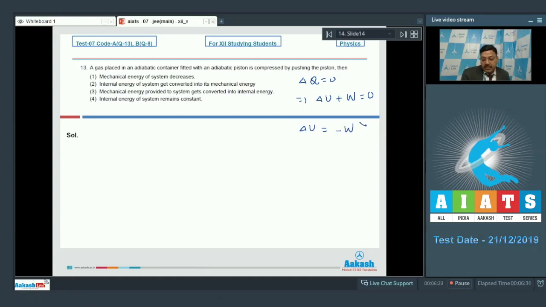So that means this is positive. This minus W is also equal to work done by the external agent, which is compressing the piston. So we can see that by applying the first law of thermodynamics, the internal energy of the gas is increasing. This increase in internal energy shows that the mechanical energy provided to the system is converting into internal energy. So option 3 is correct for question 13. Let's move on to the next question now.